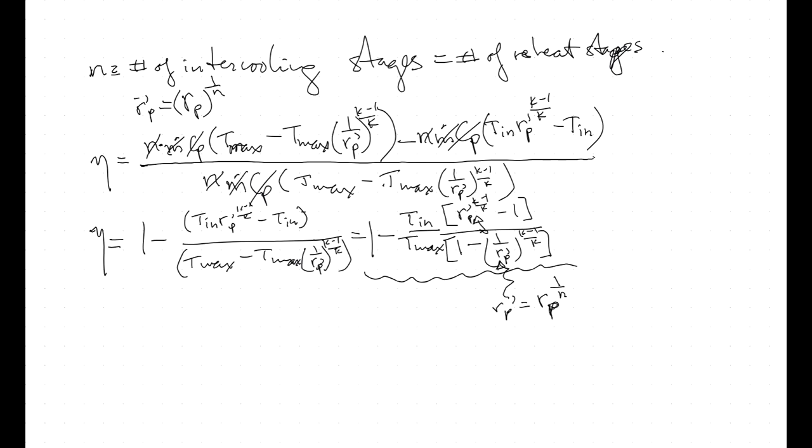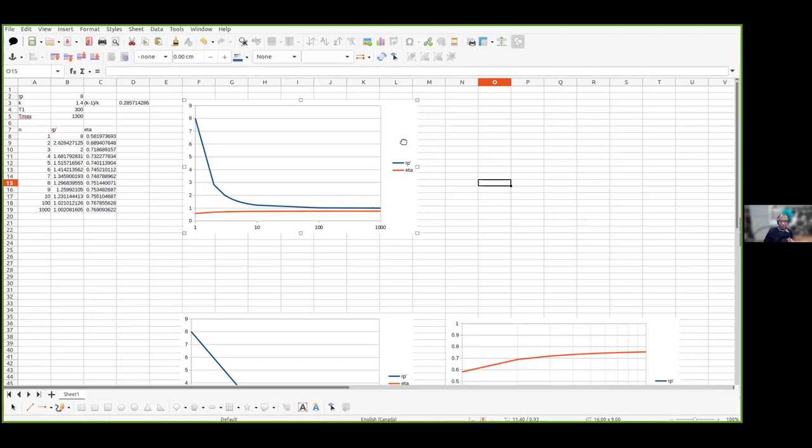Okay, so here, let me close the whiteboard, and I'm going to go and share my screen. Whoops. There we go. So here's an Excel spreadsheet. I'm just going to annotate this. Where are my annotation tools? There we go.